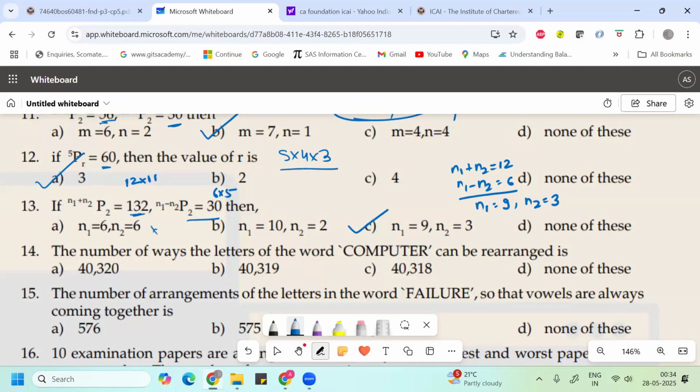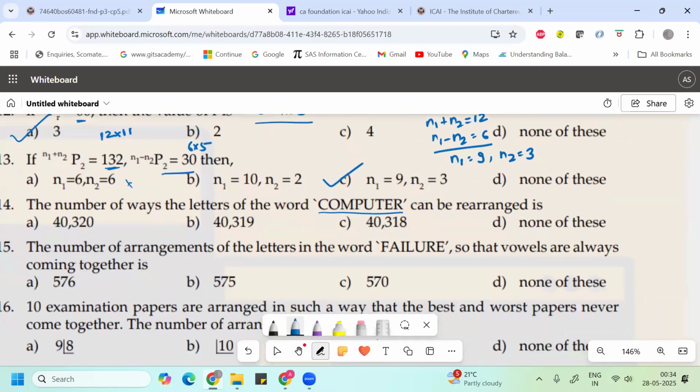Then question number 14, the number of ways in which the letters of the word COMPUTER can be rearranged. So the number of ways you can arrange the letters of the word COMPUTER would be 8 factorial. How many letters are there? 1, 2, 3, 4, 5, 6, 7, 8. Okay, but they are asking rearrange. So rearrange means basically you will not use the same word. Arrange means it would be 8 factorial.